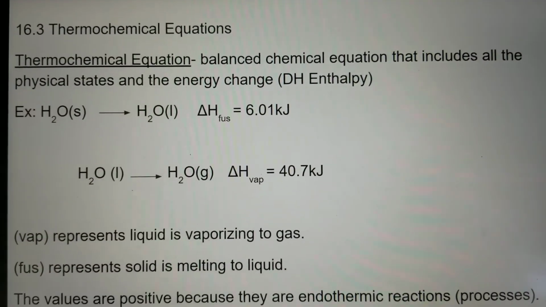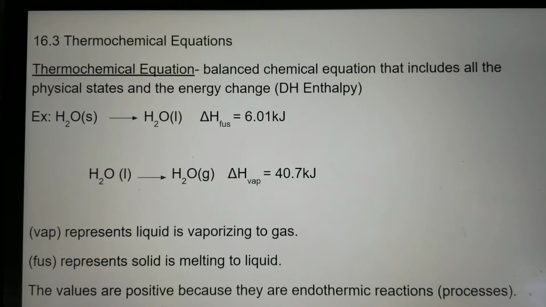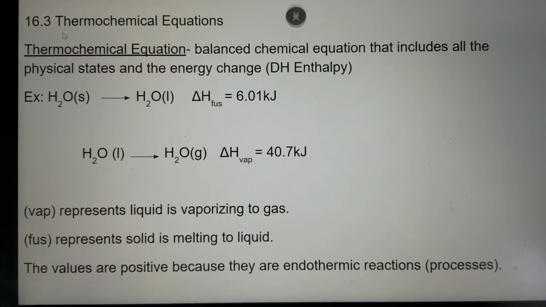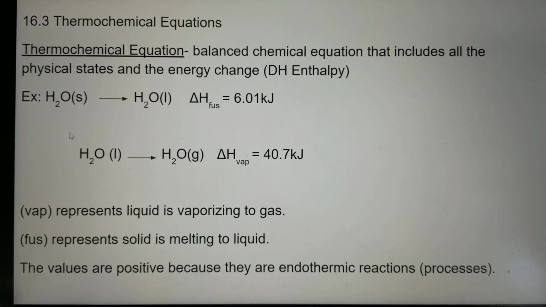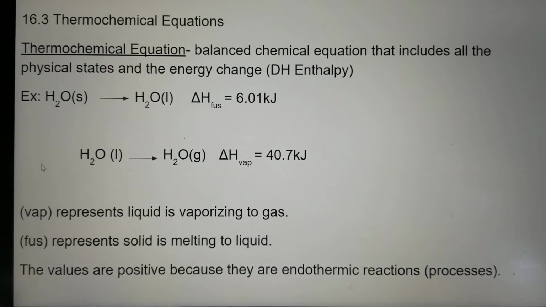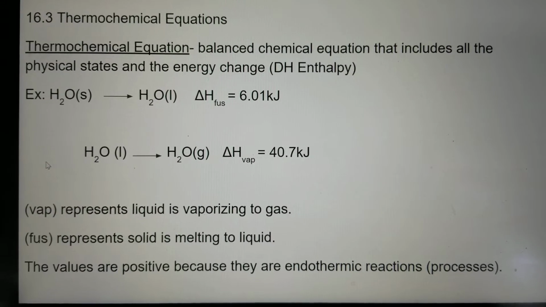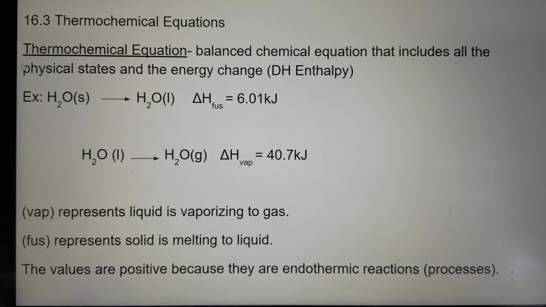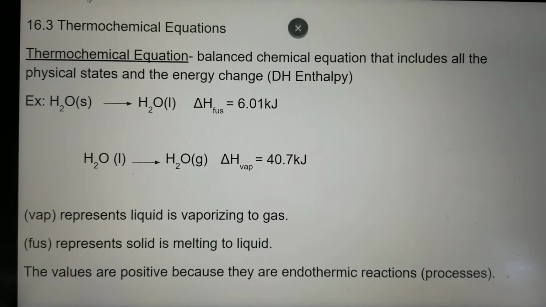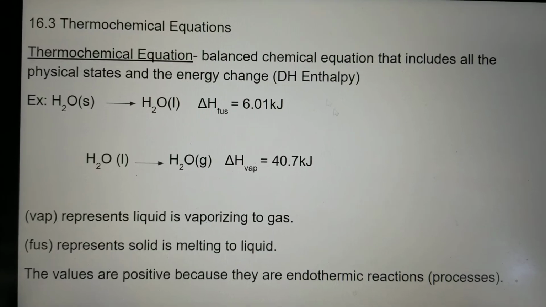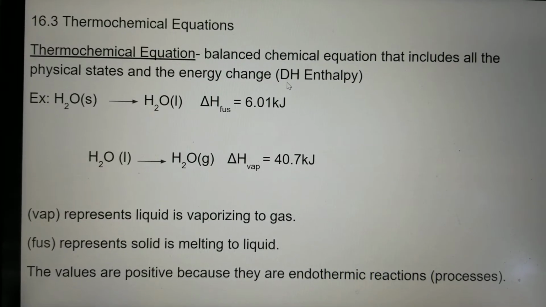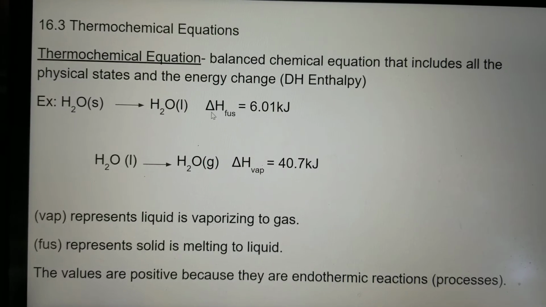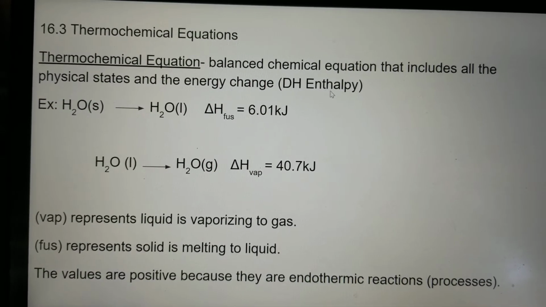So moving on to the next section of notes, which you should have copied already. We have 16.3, thermochemical equations. A thermochemical equation is going to be a balanced chemical equation. It's going to include all the physical states and the energy change, which is known as delta H of enthalpy. So this right here is supposed to be a triangle delta, not a capital D. So I'll edit that, but it's supposed to be a triangle like this. So delta H, which is the enthalpy.